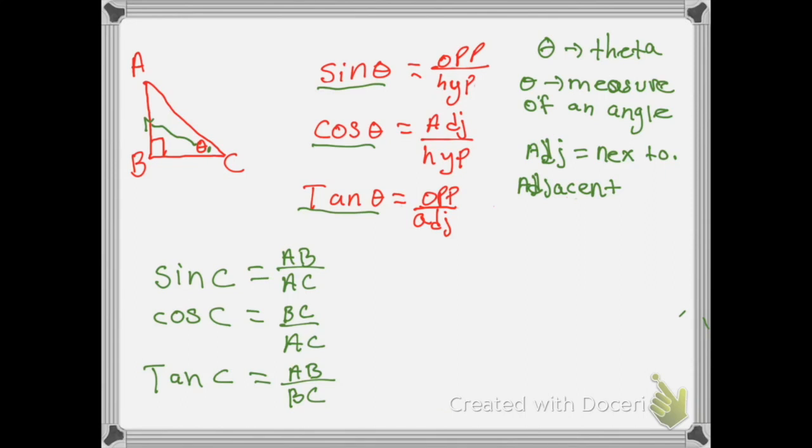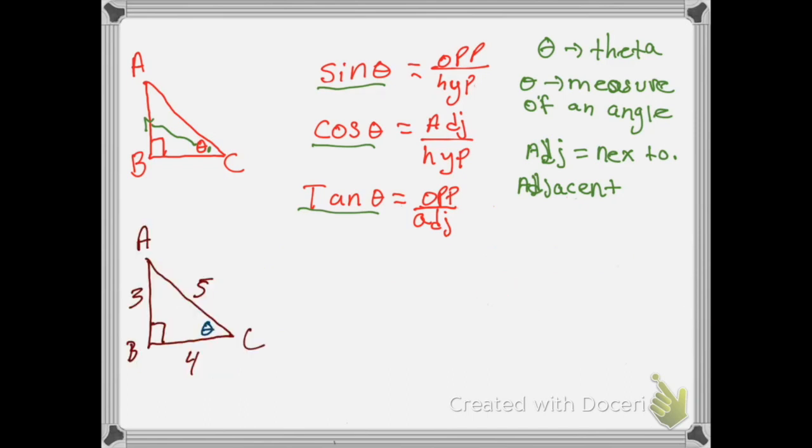Notice here that angle A and angle C are both acute angles, right? And remember what acute means, okay? So the word acute means less than 90 degrees. So in this example, we have acute angles A and C, right? And B is our right angle, and so we have the sides labeled already.